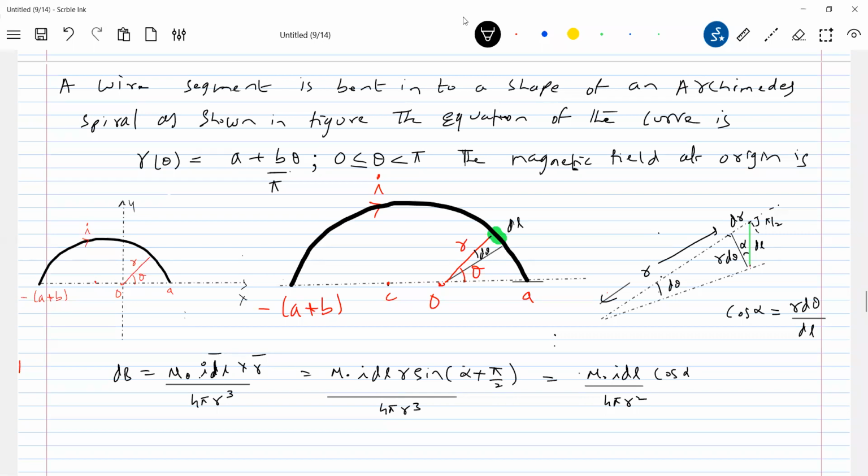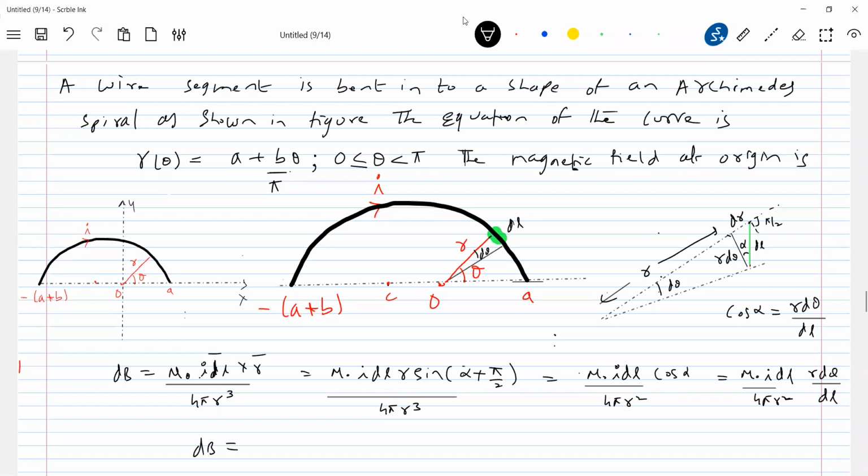Okay, fine. So only this part is very important. The triangle which I showed, this part. So in all the numericals, the priority should be the angle between the current element and the position vector. Rest all everything we can manage. The basic Biot-Savart law should be applied properly. Cos alpha you can write in the next step: mu naught I dl over 4 pi r square, r d theta by dl.